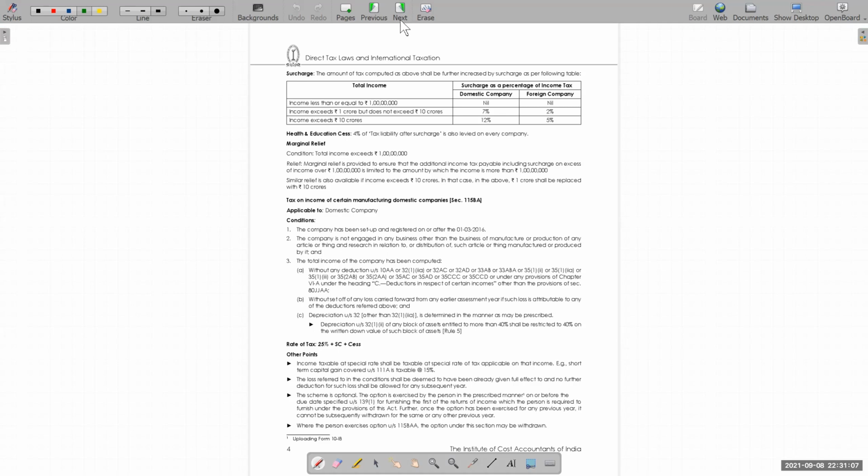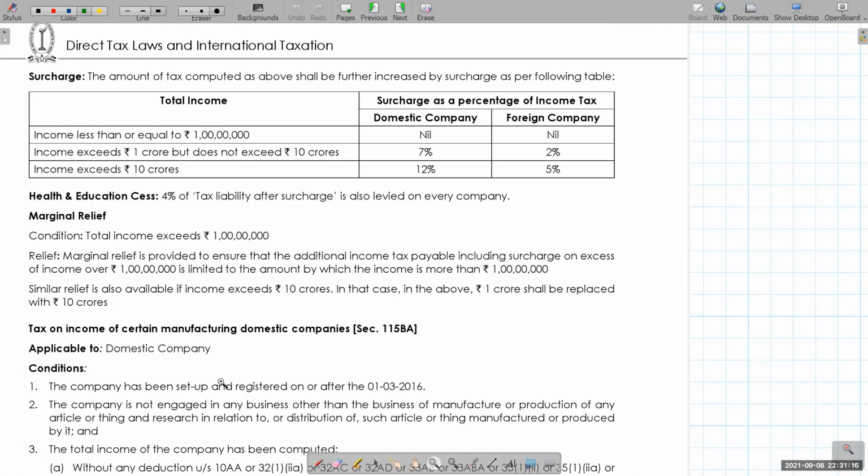Now we are coming to the surcharge. We have already seen many times what surcharge is and how it is applicable, so we are going to see it in the context of companies. First, the amount of tax computed: 50% on royalty, 40% for a foreign company, and 25% for a domestic company. If turnover exceeds 400 crores in 18-19, it will be 30%.